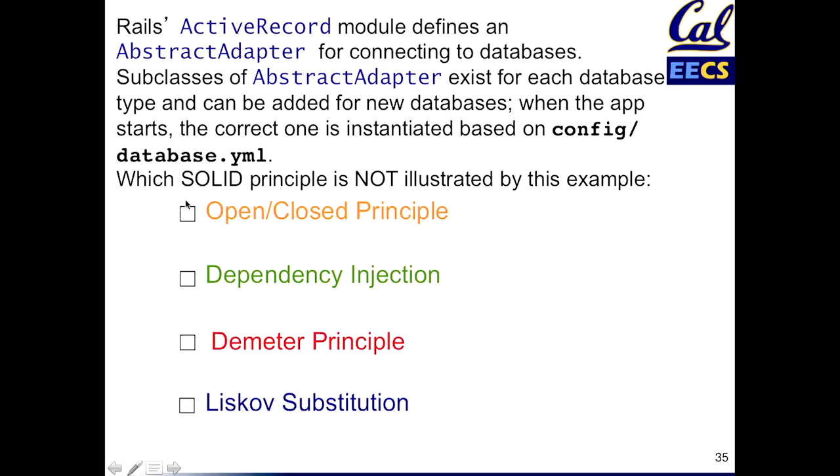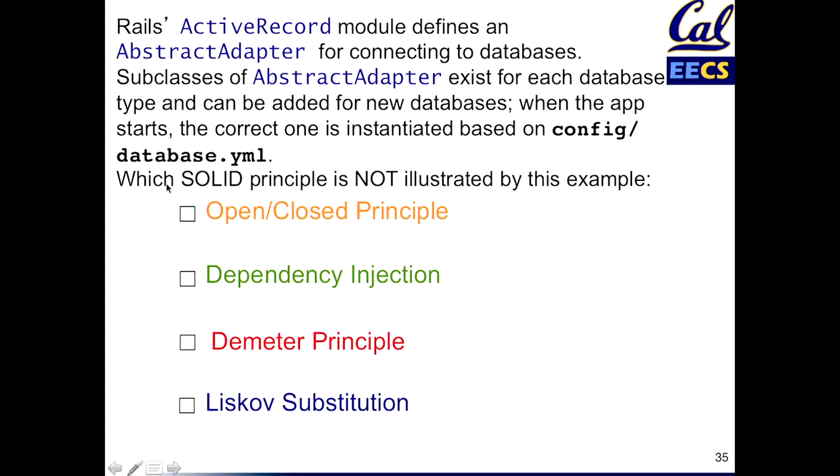OK, so let's go through these one at a time and ask which of these could we make a case that this description of behavior is implemented. So what about the open-closed principle? Open-closed says you can add new behaviors without having to modify the base classes. And indeed, you can add new adapters for specific databases without modifying the abstract adapter class and without modifying ActiveRecord base. So I would argue that the way this behavior is implemented in Rails is in compliance with open-closed principles. It's an example of a good use of open-closed.